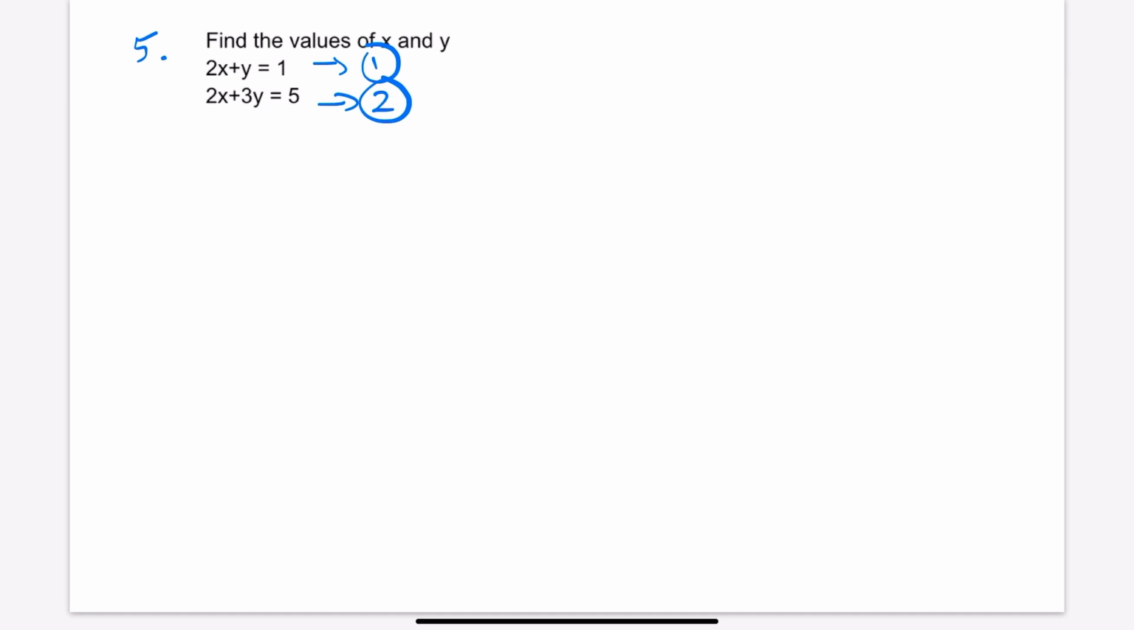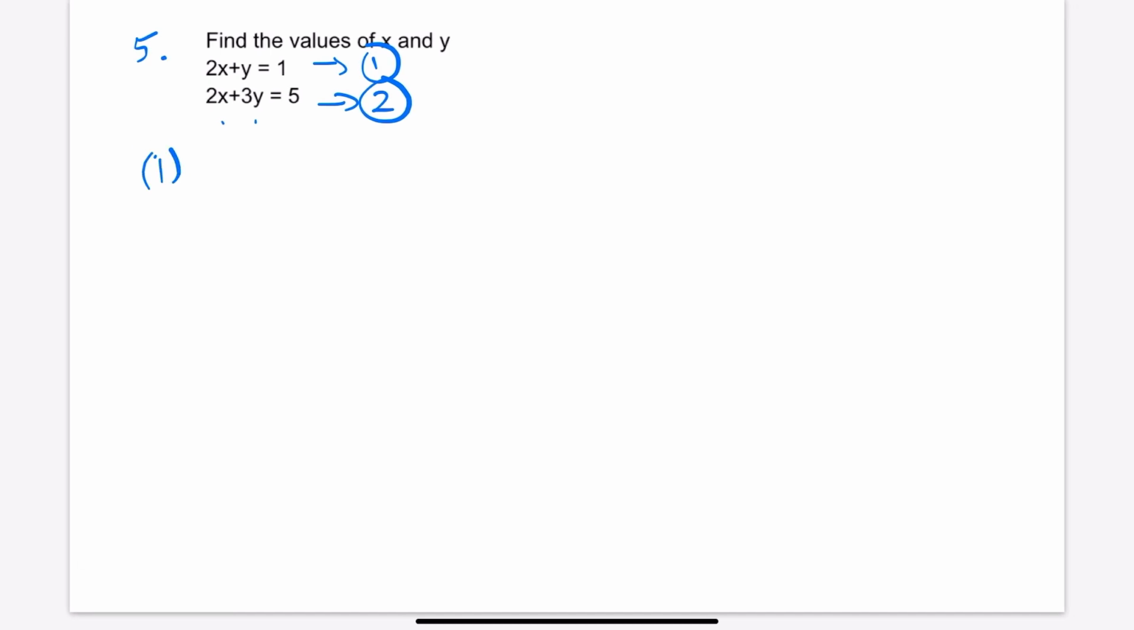Clearly here, let me rewrite this. 2x plus y is 1, 2x plus 3y is 5. Those are the two equations given. So clearly, if I subtract one equation from the other, the x term will get eliminated because luckily we have the same coefficient for x in both equations, which is 2. Let's do that. So let me rewrite this.